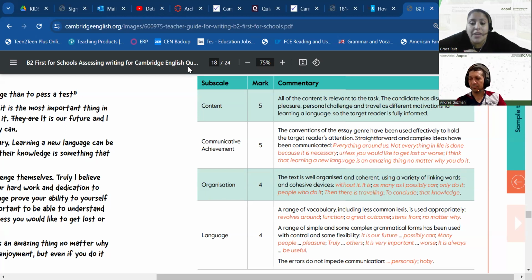Okay, in organization, it's kind of taking a toll in the organization, no? They gave them a 4. And they say that they gave him a 4 because the text is well organized and coherent, but they are using a variety of linking words and cohesive devices.